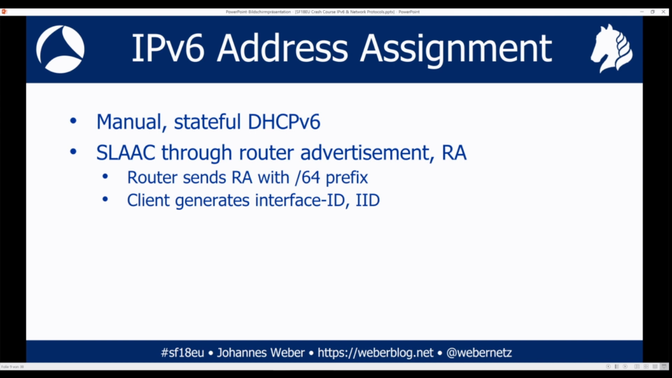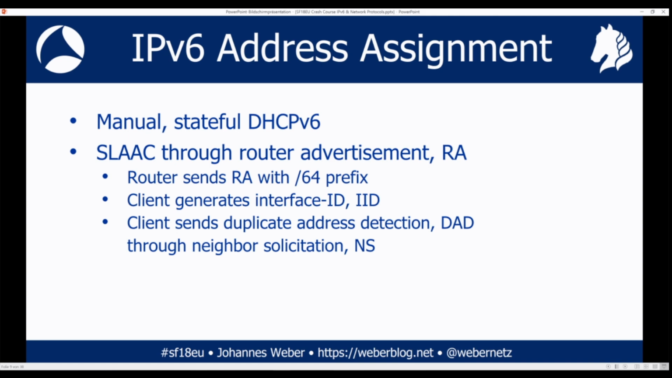Then, and this is the interesting part, the client generates the second part of the IP address itself. So it generates the interface ID. I will come back on the next slide to see how the client does this. The third point, because you might argue what if this self-generated IP address is already present on the link, then in the third part, the client sends a duplicate address detection, DAD, through the neighbor solicitation. So here we have another packet.